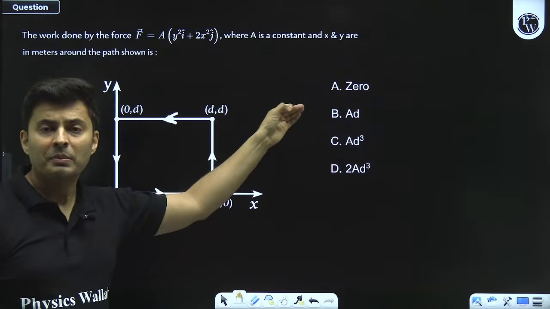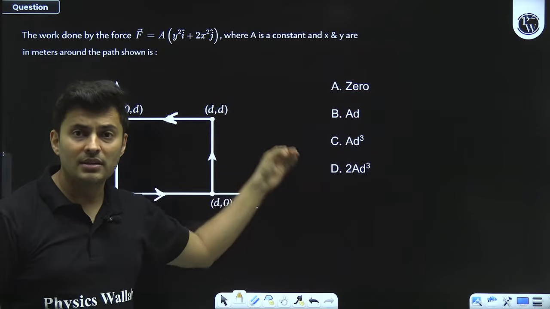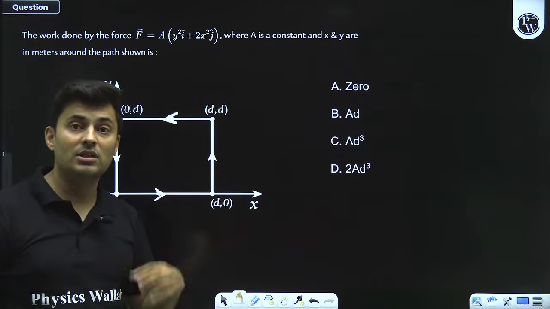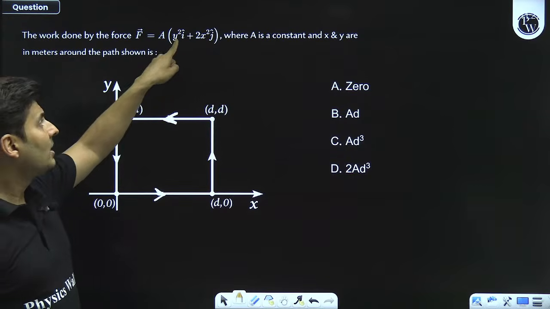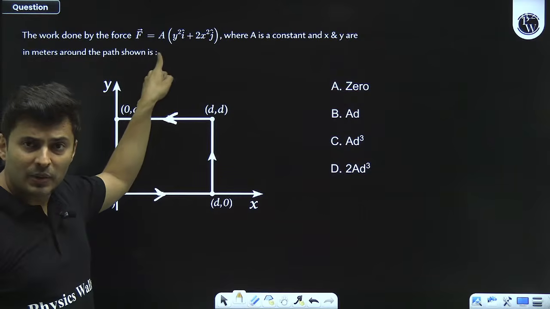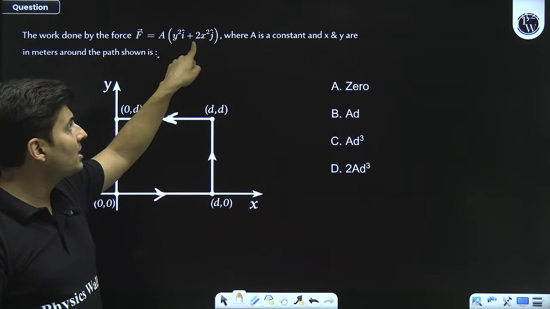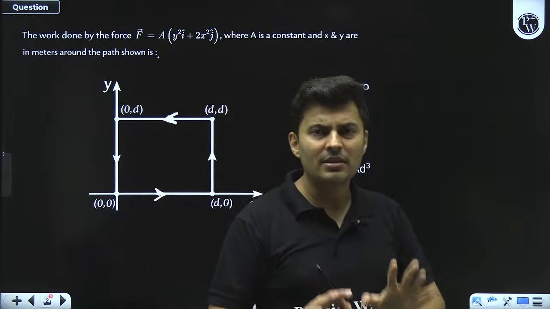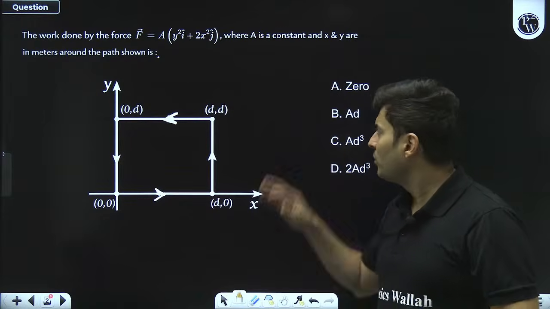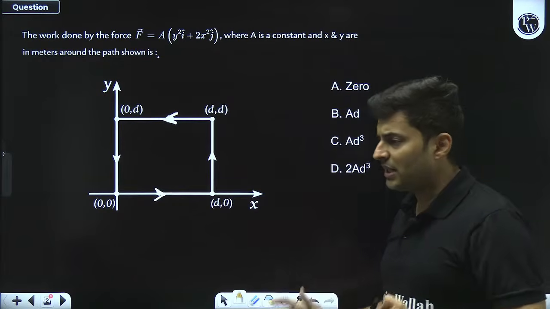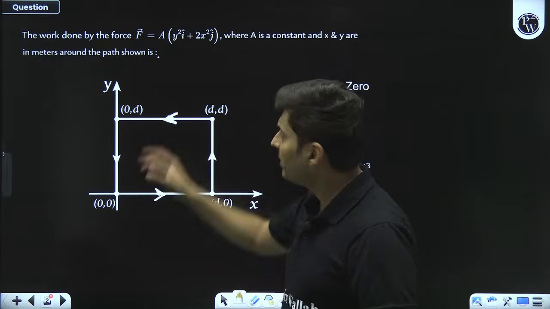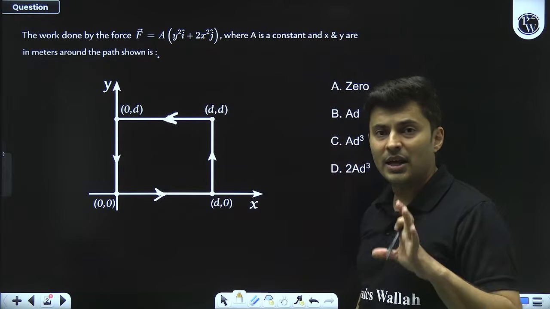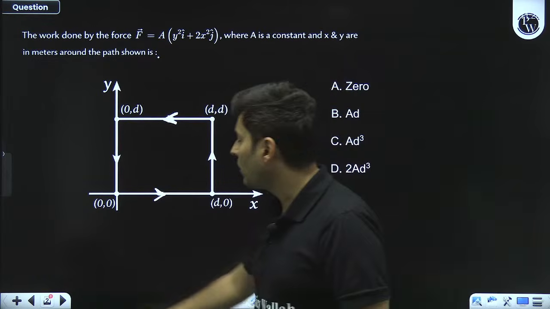But remember, that is only true if it is a conservative force. This doesn't even look like a conservative force, because you can see the i cap direction has y coordinate, the j cap direction has x coordinate. So definitely it will not be conservative. Most likely the answer won't be 0. If by chance it comes as 0, that's a different story. But otherwise, it doesn't seem like 0. So the common mistake is marking 0 as an option, which is definitely not correct.